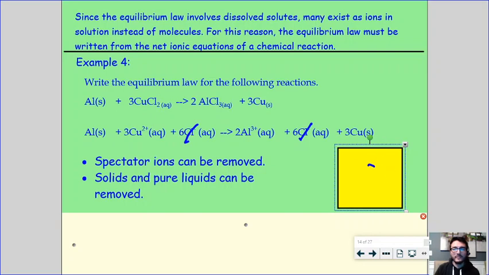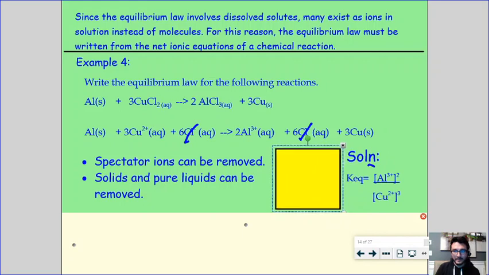Okay, hopefully you're at least envisioning this. KEQ is then equal to aluminum to the power of 2. Looking at our product side, you only have a solid here, which is not included, and an aqueous aluminum ion. So you only include this aluminum ion to the power of 2. Then for our reactant side, you have a solid as well, aluminum, you don't include that, and copper ions, aq, so you do, to the power of 3, and that is your KEQ expression. Okay, so simply remove solids and pure liquids.